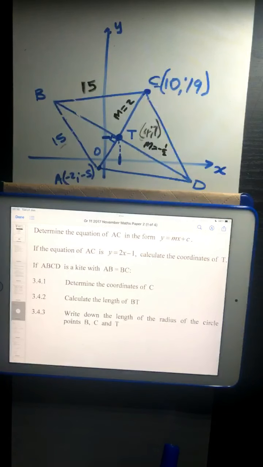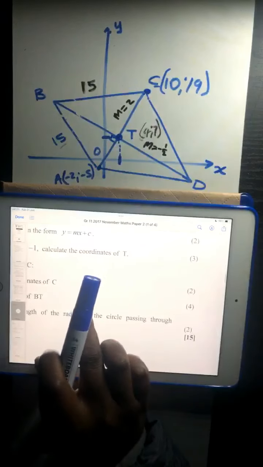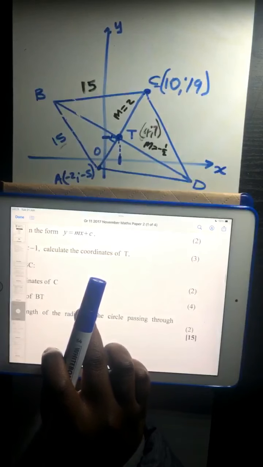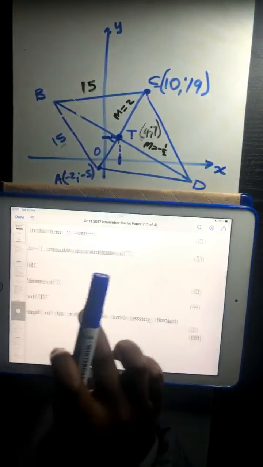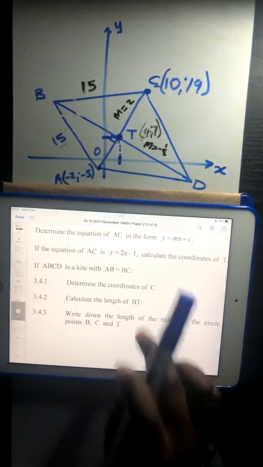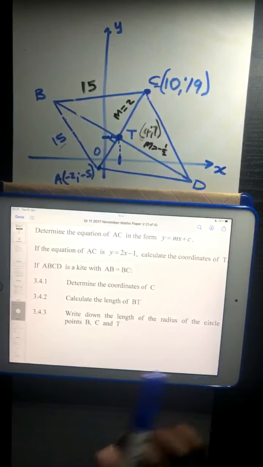Calculate the length of BT. Hey, yeah, this question. Calculate the length of BT. Let's see. So sometimes when a question seems to be a bit tricky, just check how many marks are allocated for that question.